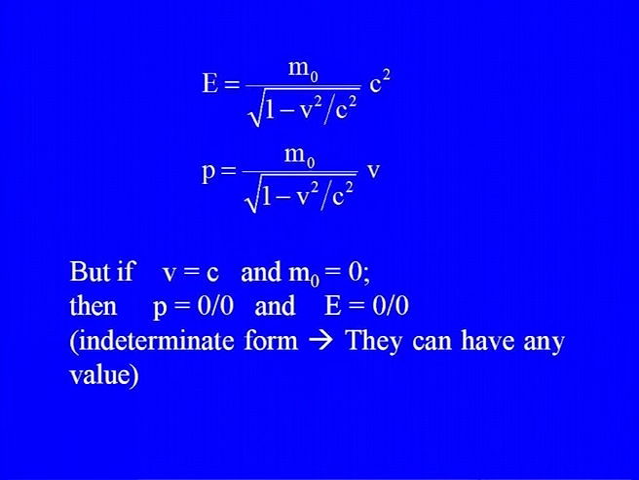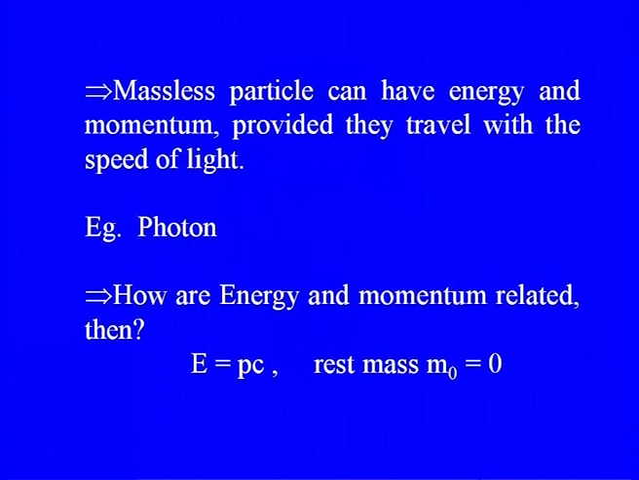So, in a sense, relativity does not forbid the existence of a massless particle if, and only if, it moves with the velocity of light. That is a very important conclusion: massless particles can exist and have energy and momentum provided they travel at the speed of light. Can you name such a thing? Exactly, it is called the photon, the quanta of light.